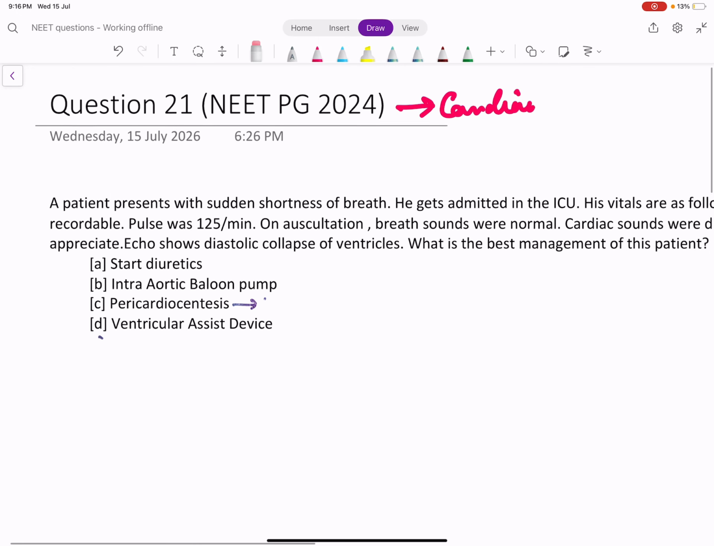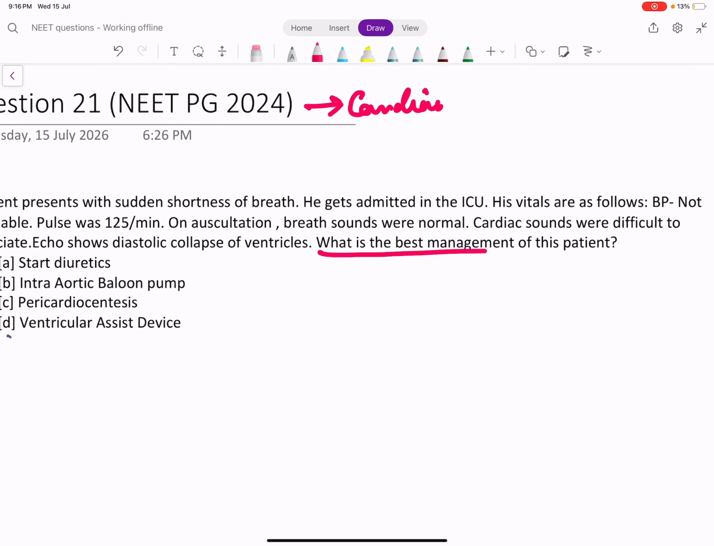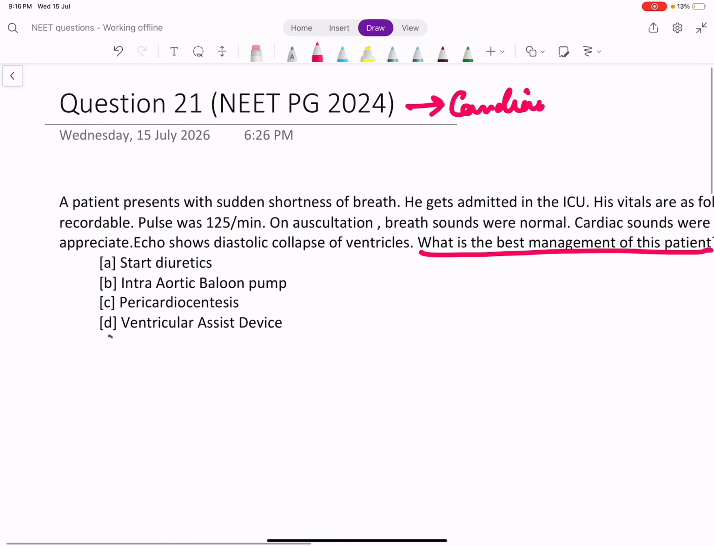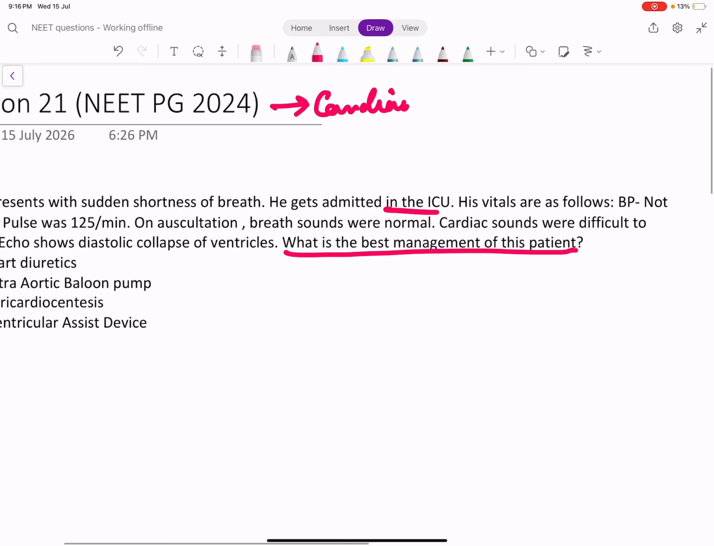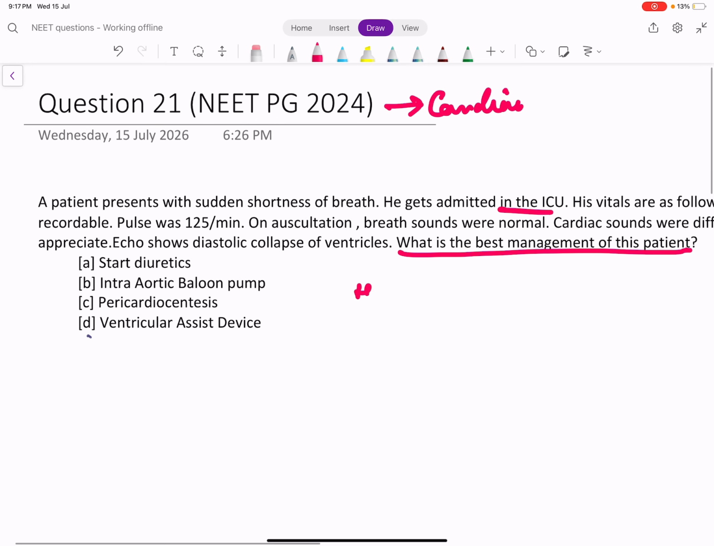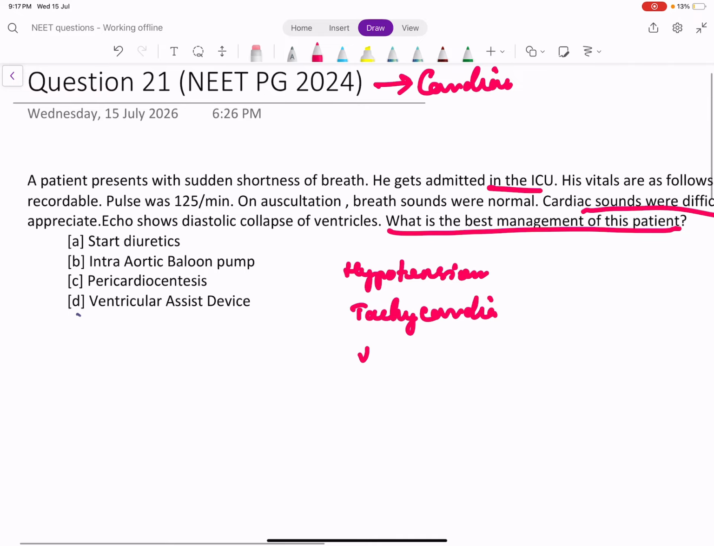Coming to question 21 of previous year NEET question 2024. This is also a cardiology question. So the question is, we'll read from the last line. What's the best management in this patient? So a patient presents with sudden shortness of breath. He gets admitted in the ICU. His vitals are as follows. BP was not recordable, so there is hypotension. Pulse was 125 per minute, tachycardia. On auscultation, breath sounds were normal, cardiac sounds were difficult to appreciate. So it's distant heart sounds, we can tell.